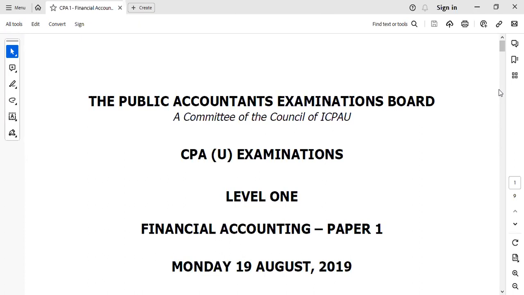Today, I intend to look at bank reconciliations. And of course, the first question I thought I would do is Mabugu Traders from CPA Financial Accounting, August 2019. Then after, I intend to look at some other questions about bank reconciliations later. So there we are, August 2019.